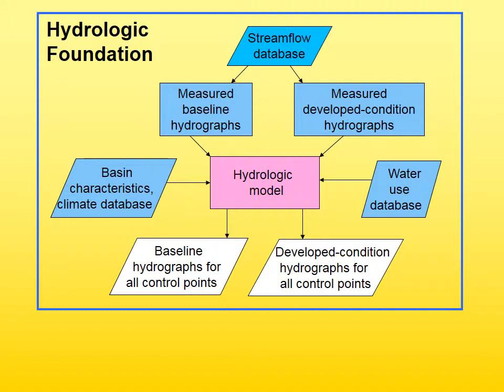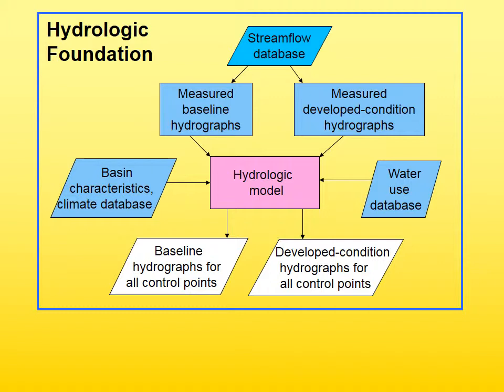It may need to be simulated because it doesn't exist, or the record simply isn't long enough to cover what we might expect to reflect natural or other baseline conditions. We also need to have information on this side of the foundation. We need to know something about developed conditions. So what are the stream flow time series looking like with development?